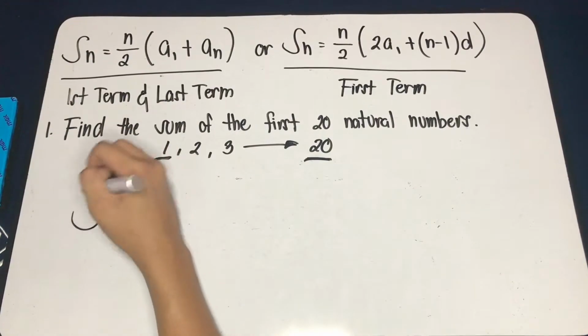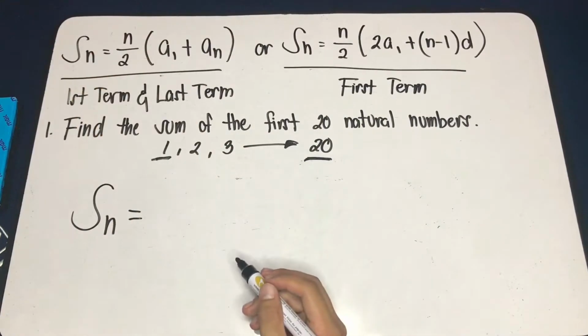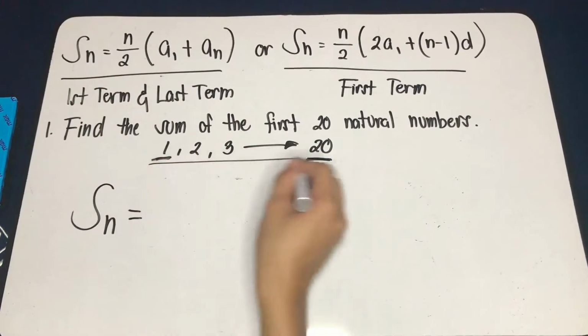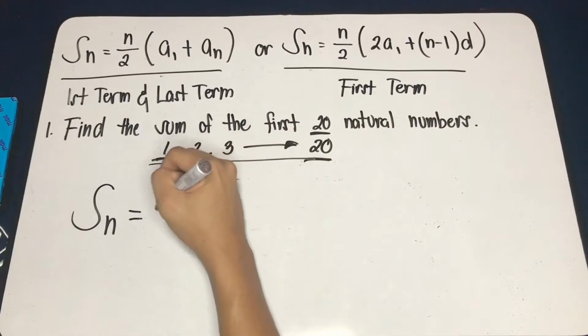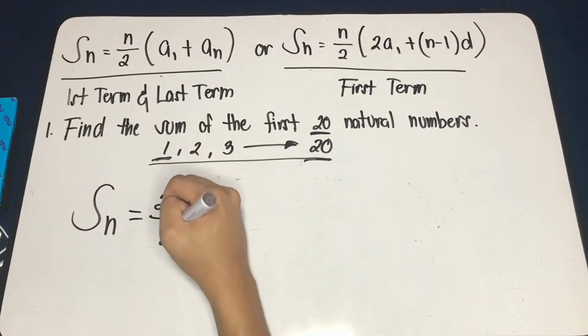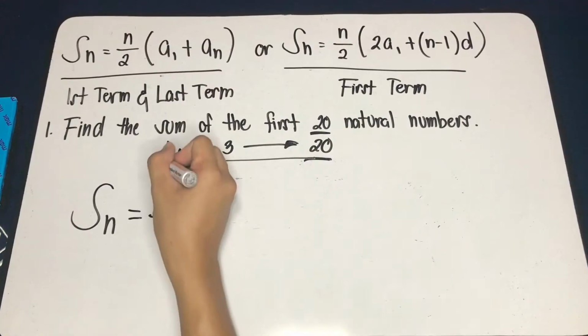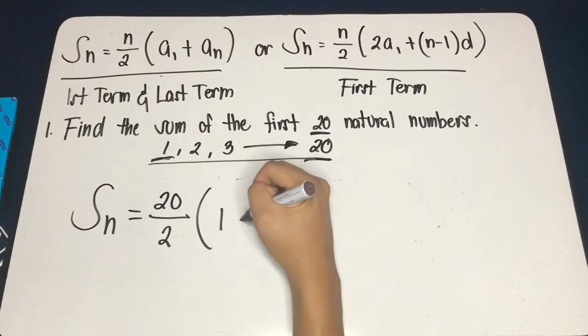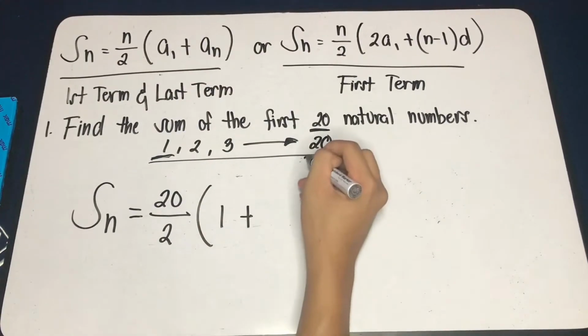So, we have S sub n. Yung n natin is yung number of terms. Ilan sila sa sequence? We have 20 natural numbers, so substitute mo kay n ang 20. So, 20 divided by 2, times a sub 1, which means the first term. Ano yung first term natin? 1, plus a sub n, our last term, which is 20.